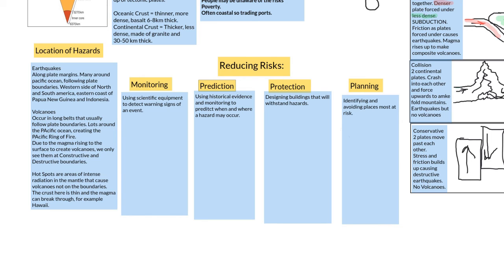Okay, we're going to talk about how to reduce the risks of a tectonically hazardous area.